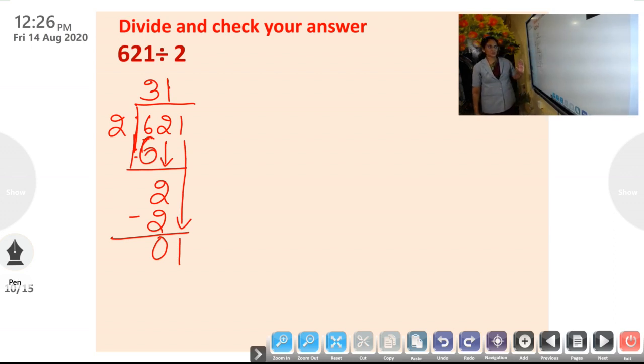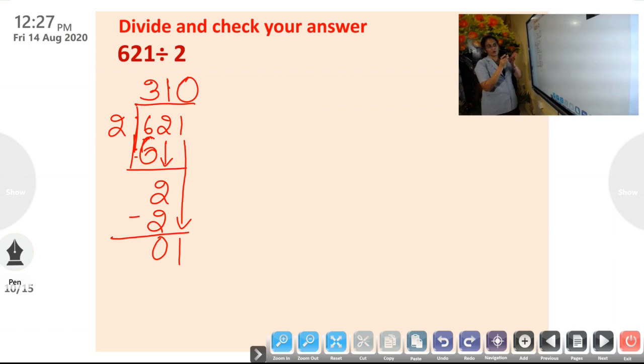Now can you divide this 1 by 2? No. Why? 1 is smaller than 2. But one thing, you cannot divide 1 by 2. So you have to give a 0 in the quotient. Remember this. This is a common mistake that children usually make. They forget to give the 0 in the quotient.